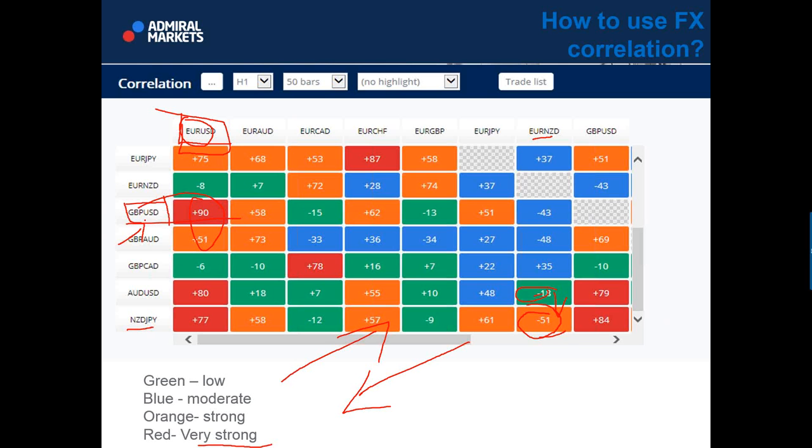But if you see that GBP dollar and euro GBP have a very low correlation, even if you open GBP dollar long and euro GBP short, you still can win because the correlation is not strong. So this is a tool which helps you to make trading decisions within your own system if you trade with more than two pairs. It will definitely help you, I'm sure about it. Okay?